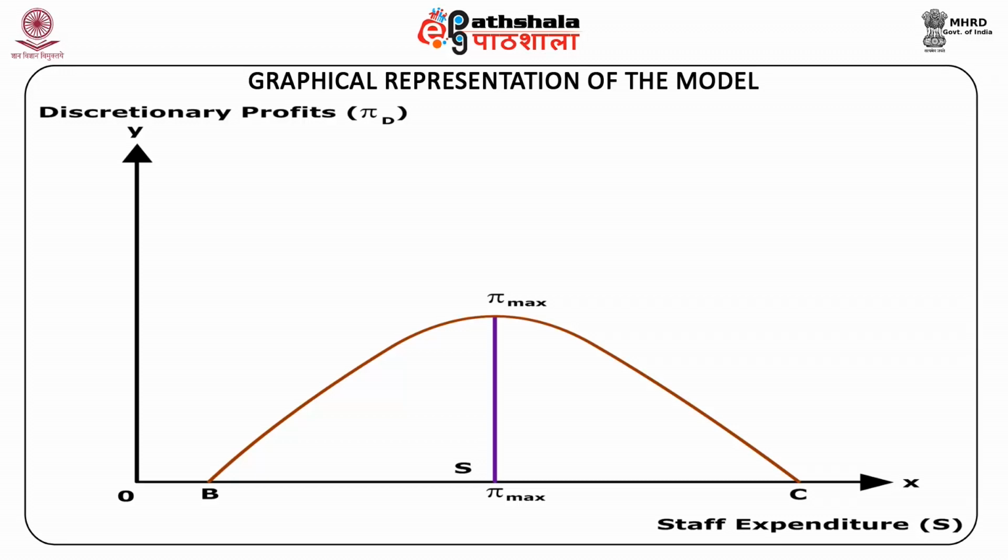It has been observed from the figure that profit remains positive when staff expenditure remains between the points B and C. The minimum profit constraint is not satisfied at staff expenditure less than B and at staff expenditure more than C, due to profit in both cases becoming negative, which threatens the job security of the managers.